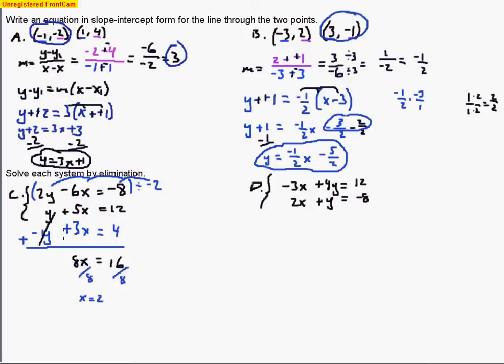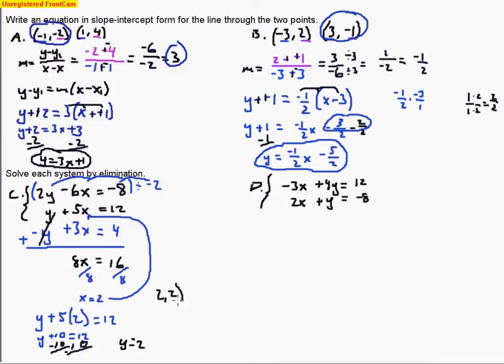Let's use this equation down here. Let's put this 2 back in for that x right there. And so I've got y plus 5 times 2 equals 12. Well, that makes 10, so y plus 10 equals 12. And all you have to do is that one step. You just got to subtract that 10 from both sides, and you'll have your answer. So there it is, y equals 2. So we've got 2 comma 2 for the point where the two lines cross.